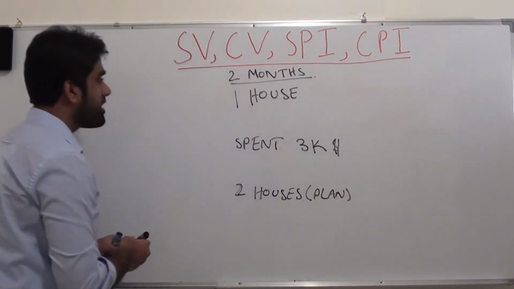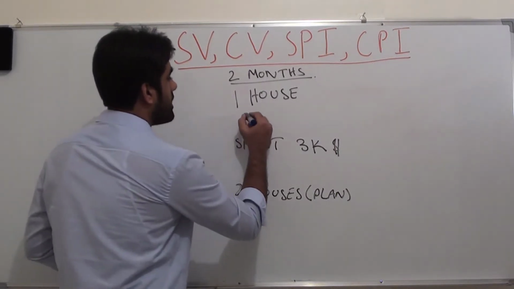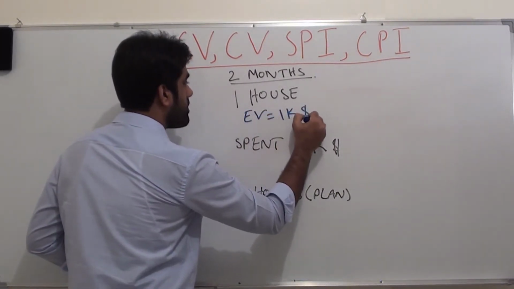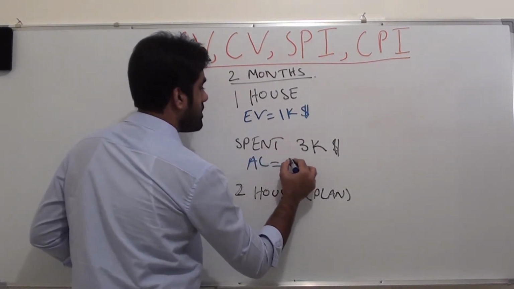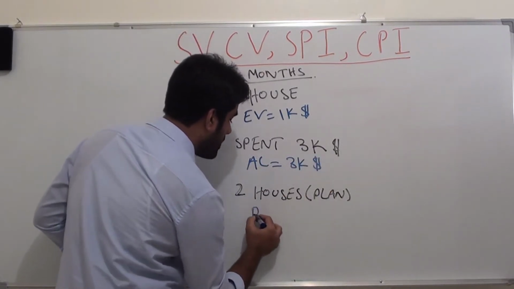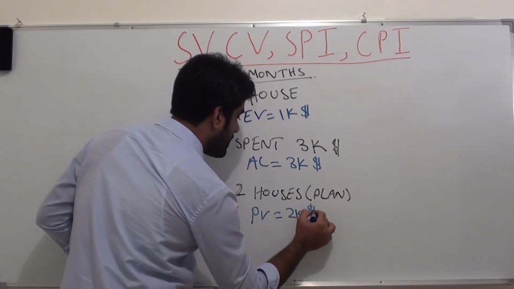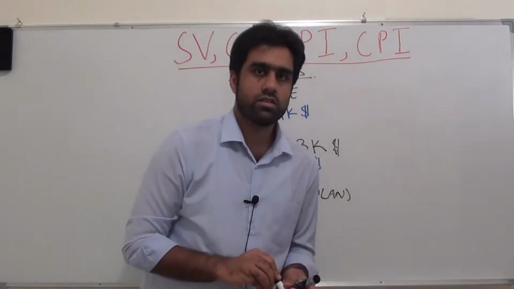Now we calculated in the last video that earned value is 1K, actual cost is 3K, and planned value is $2K. So what are the variances?